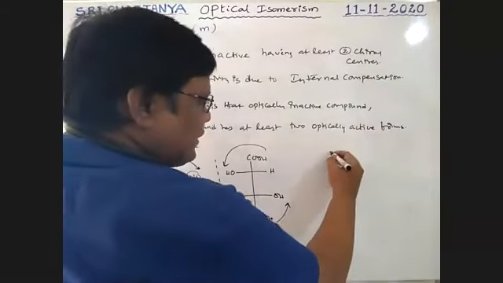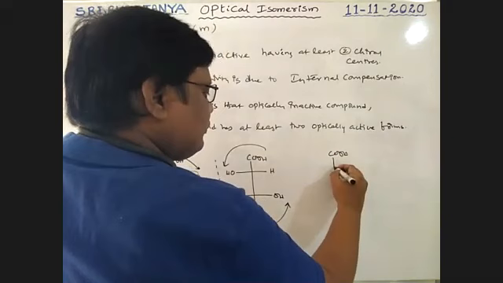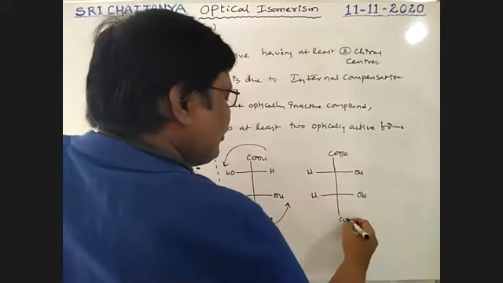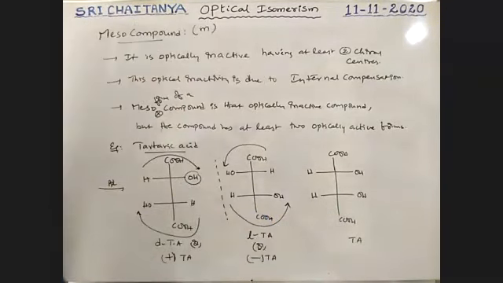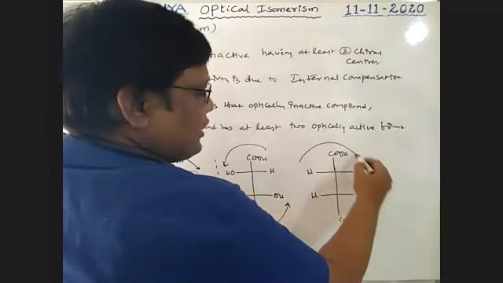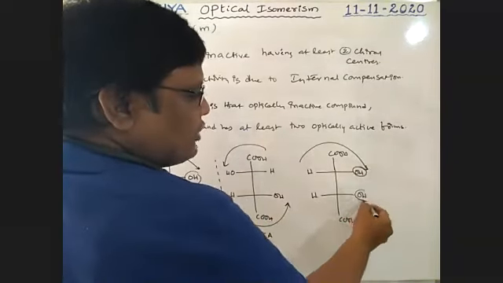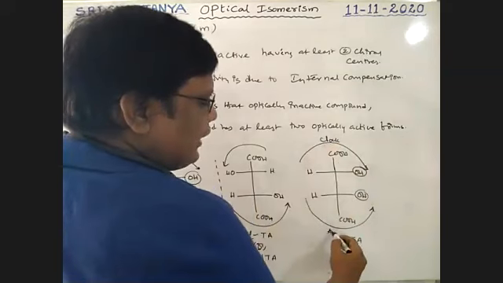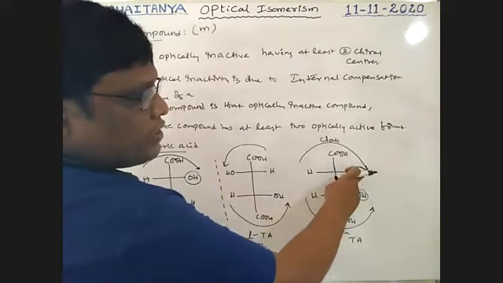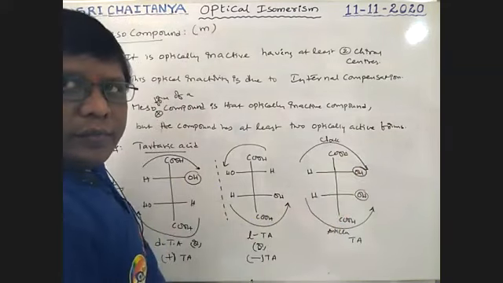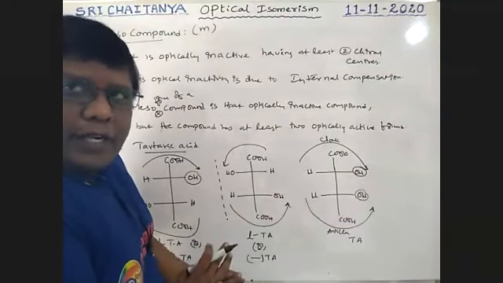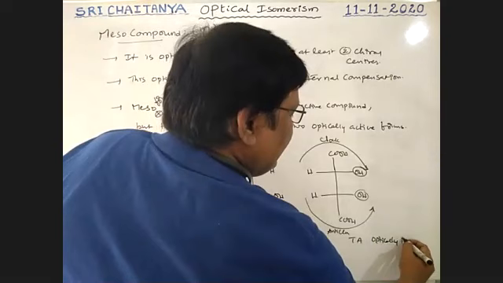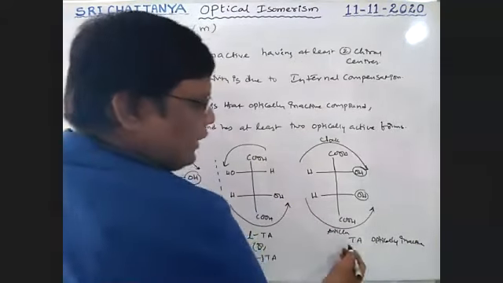Now, if the compound is represented like this, COOH, OH, H, OH, H, so COOH, boys, this is also tartaric acid. But see here, boys. The rotation along this one is clockwise, and the rotation along the other one is anti-clockwise. That means this rotation cancels this rotation. So overall, this molecule is optically inactive. So this tartaric acid is optically inactive.